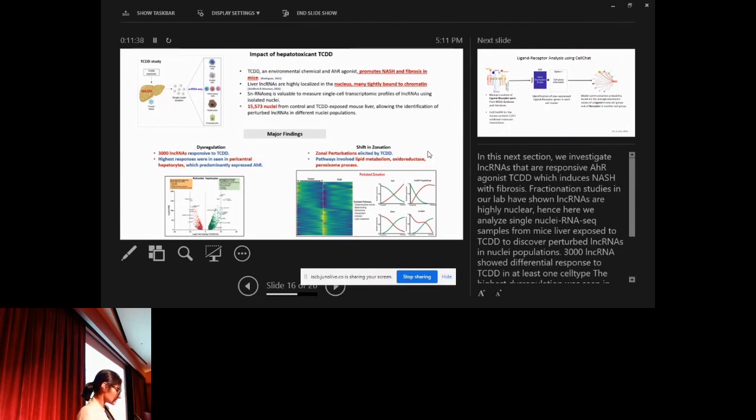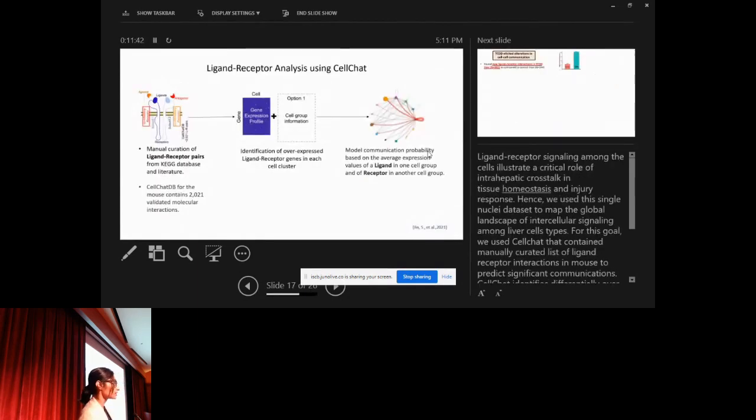Now, with this particular data set, we also went a little bit in detail about understanding cell-to-cell communication. So we are using here CellChat, which is basically a ligand-receptor analysis technique, which has its own curated base of about 2,000 validated interactions from mouse liver and from mouse per se. And then here we are basically modeling communication probability.